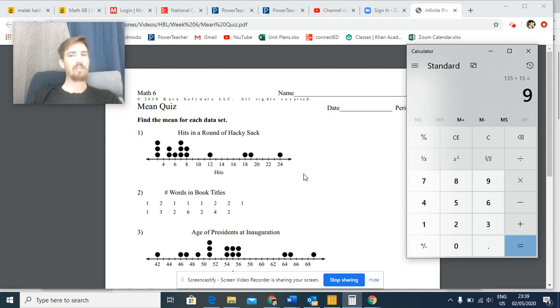A lot of you put 15. Maybe you forgot to, I don't know, maybe you just added it up and put that. I don't know what you guys did, but you got it wrong. The correct answer should have been 9.